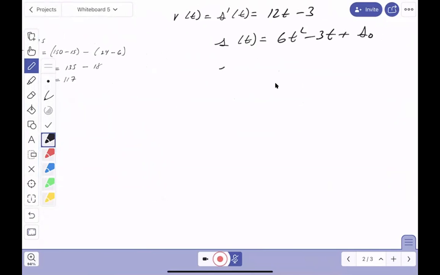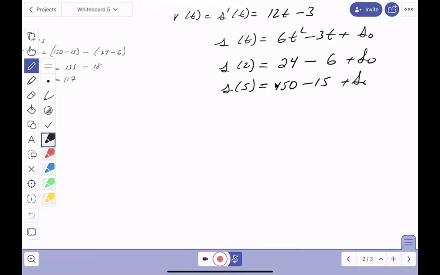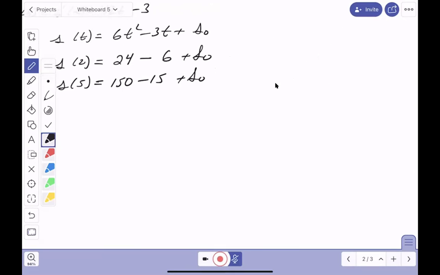I'll put this over here. S(2) and S(5). This is the position of the particle now. So what's S(2)? Let's write this down. It's going to be 6 times 4, which is 24, minus 6, that's not so bad, plus S naught. And S(5) would be, let's see, 25, 150, minus 15, plus S naught. I don't know what S naught is, and it doesn't really matter to me. And what do you get over here? This would be 18 plus S naught, and this would be 135 plus S naught.